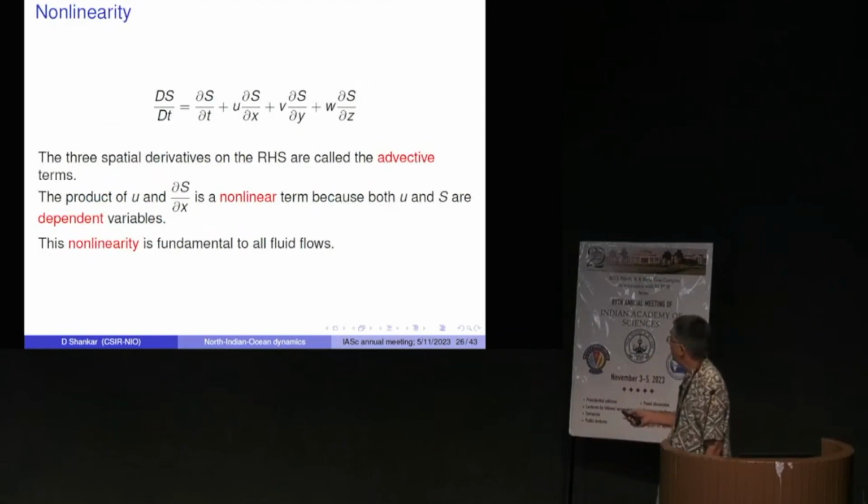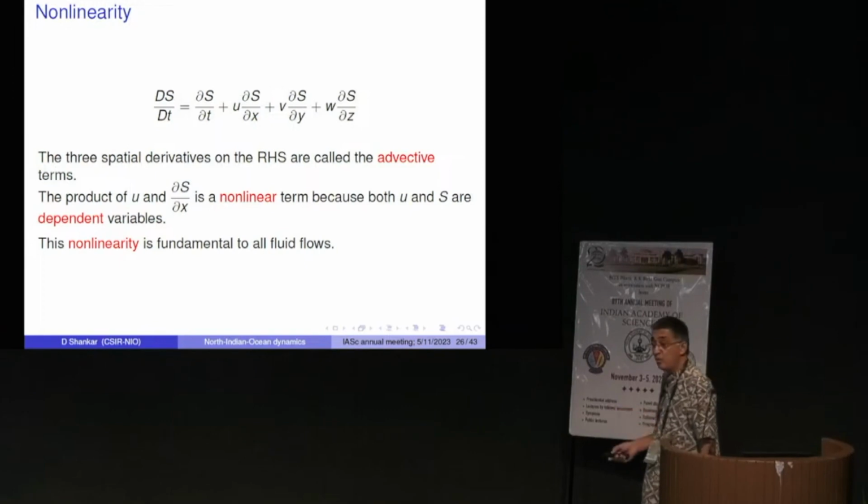Now this is the way the derivative looks for any property S. You can have a local change with respect to time and a change that depends on motion. So let's just look at it quickly. Suppose you have a constant temperature in this room, but you allow for spatial variation. You will find it is colder near the AC vent than it is away from it.